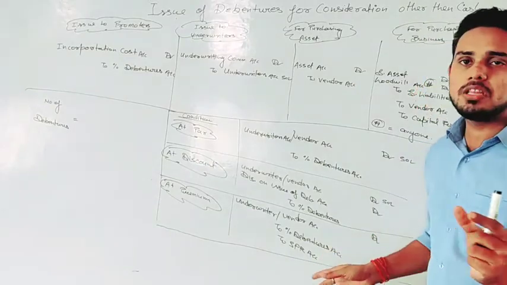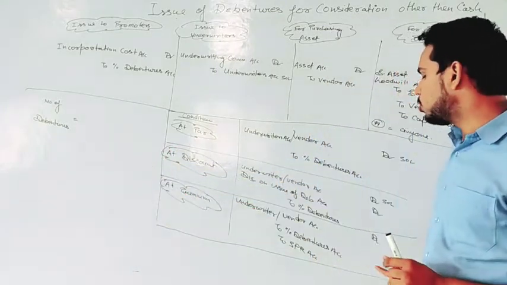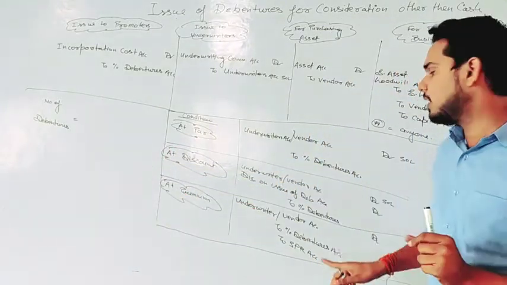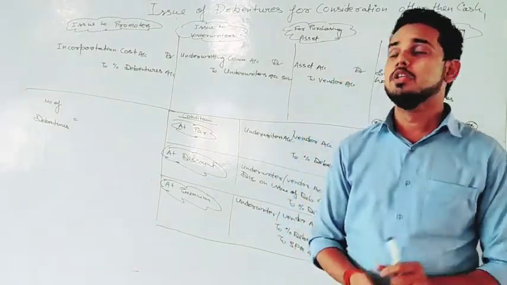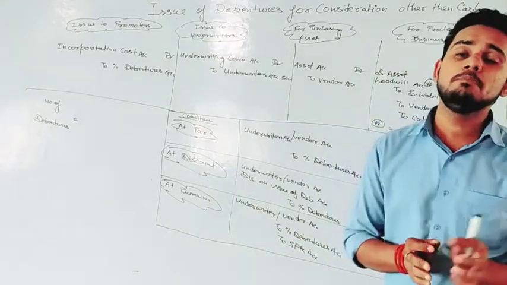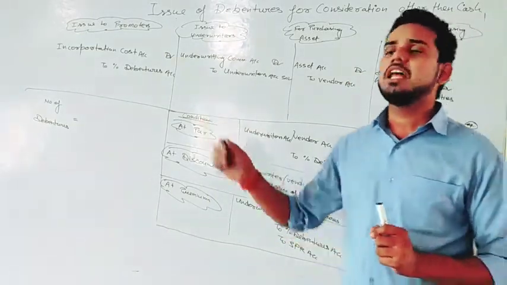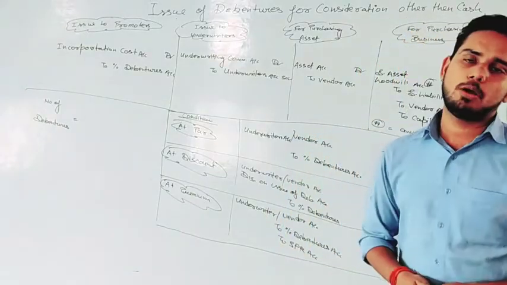Same way, if we are knowing the premium, we can multiply the number of debentures with the premium amount to know the SPR, and multiplying with face value we can get to know the percentage debenture amount. So the thing here is, in case of add discount and add premium, you need to find the number of debentures. So let's see how we can find the number of debentures.